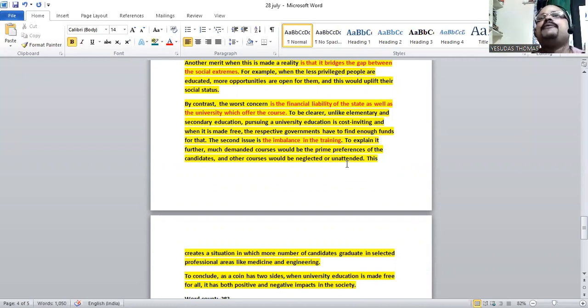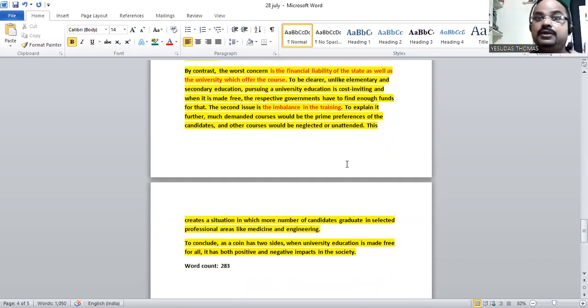When we see the number of graduates, there will be more number of medicine, engineering and nursing graduates than other types of majors. Now, these two are the disadvantages we have seen. Now we have to conclude what we have said in the previous two paragraphs. And as a coin has two sides, when university education is made free for all, it has both positive and negative impacts in the society.